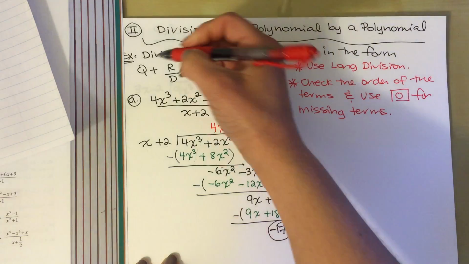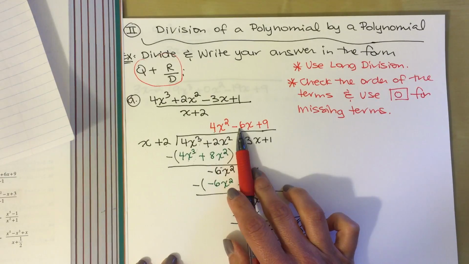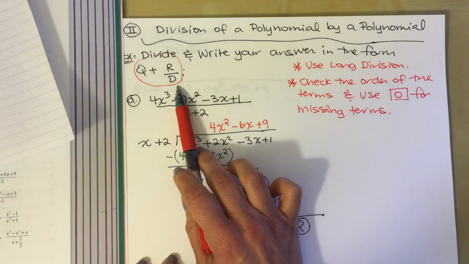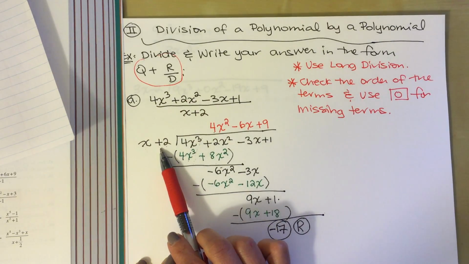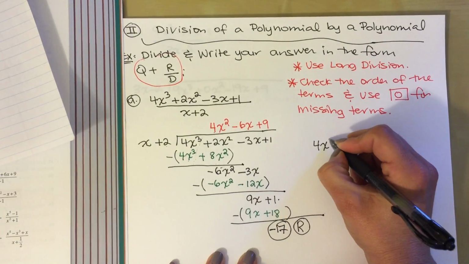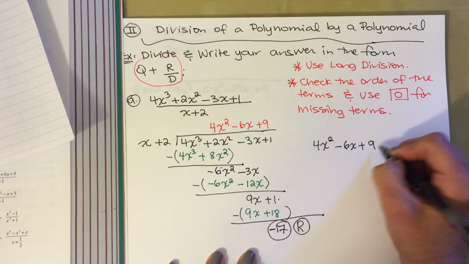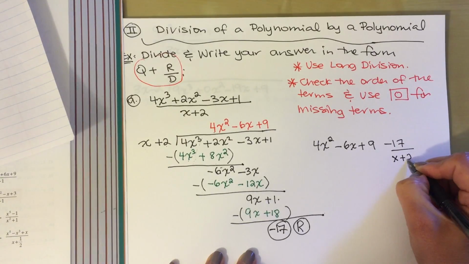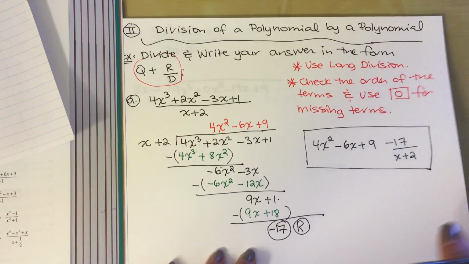We have to write our answer in this form. Q is your quotient, which is right here. R is our remainder, -17, and D stands for divisor, which in this case is x plus 2. Let's write our final answer. And we box it, and we're done. Next example.